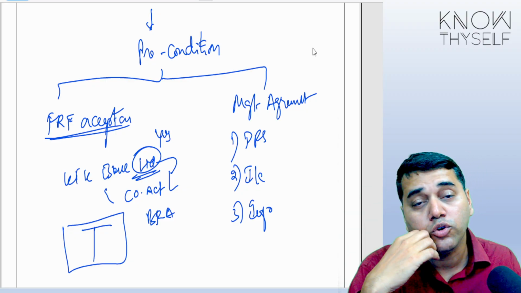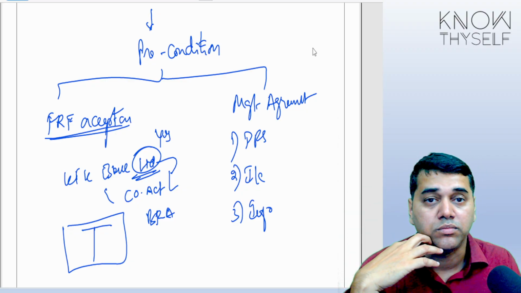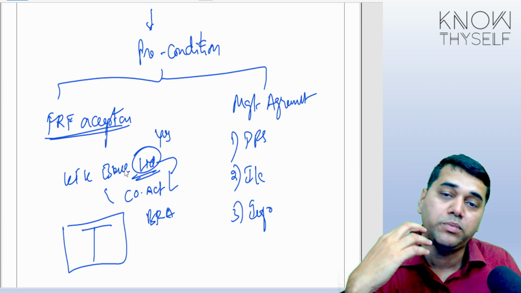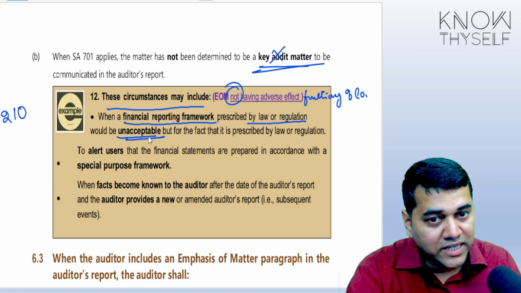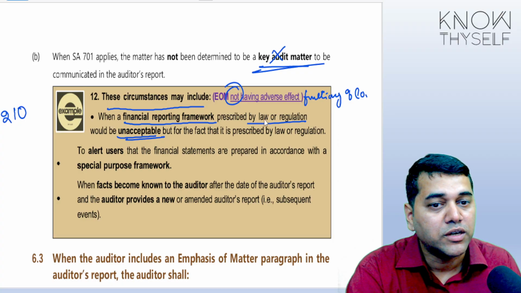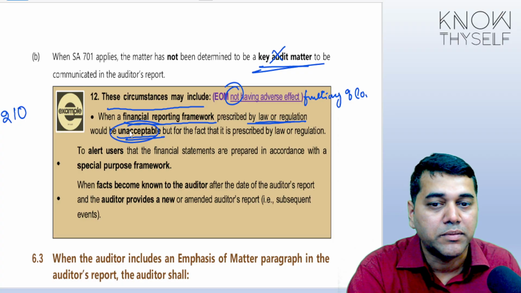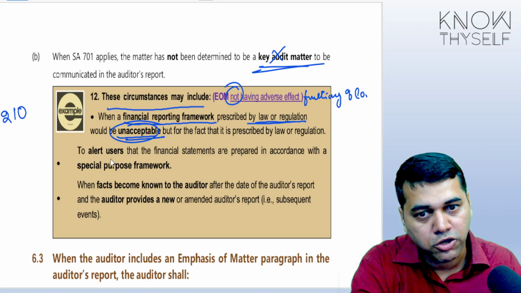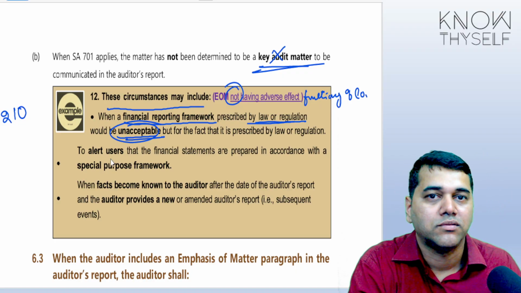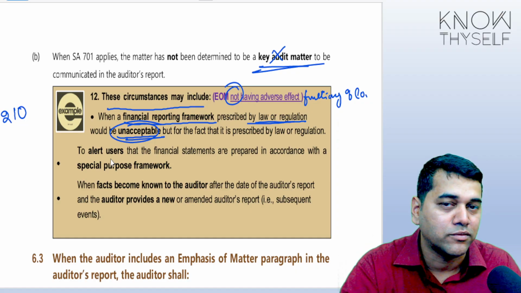But if the law is going to tell, then there is a problem. Then what it says, you please accept, but in the other matter paragraph, you say that the financial reporting framework prescribed by law is unacceptable. Now tell me, students, is it going to affect the functioning of the company? Will your production stop? No. Understand? That's why you differentiate now.